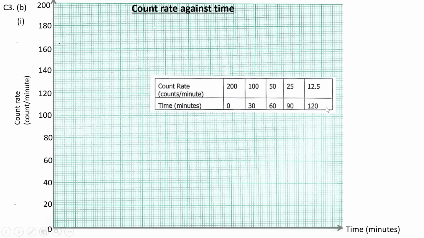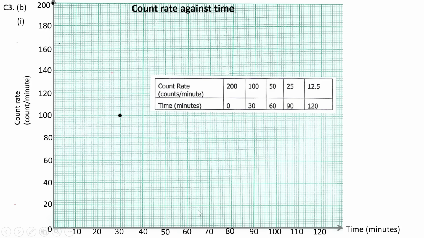Then the values we put here must also be able to accommodate the largest value, which is 120. So here we'll put 0, 10, 20, 30, 40, 50, 60, 70, 80, 90, 100, 110, 120. Okay, once we do that, we'll start plotting. We'll start plotting 0, 200. So 0, 200 is that point there. Then we'll say 30, 100. So 30, 100 is here.